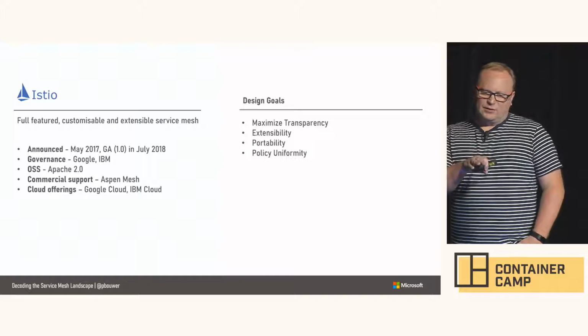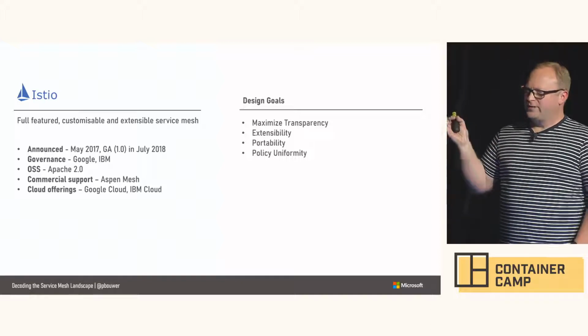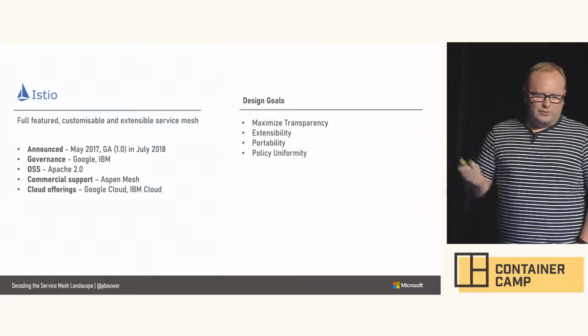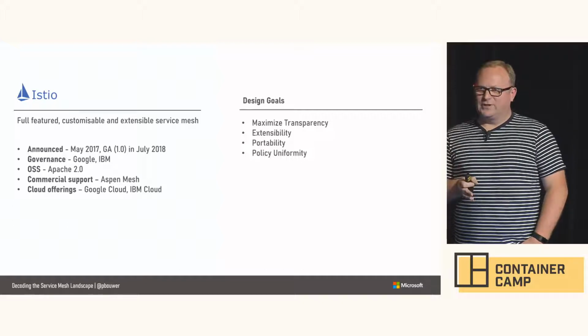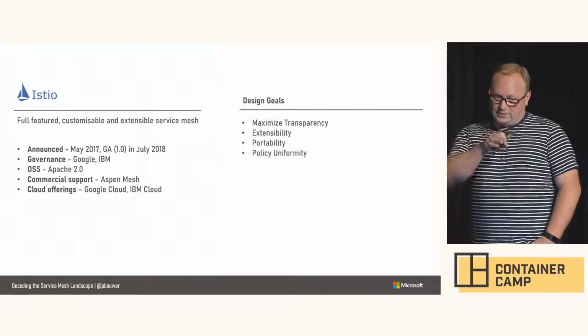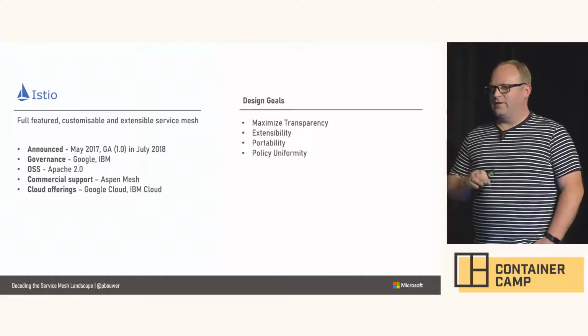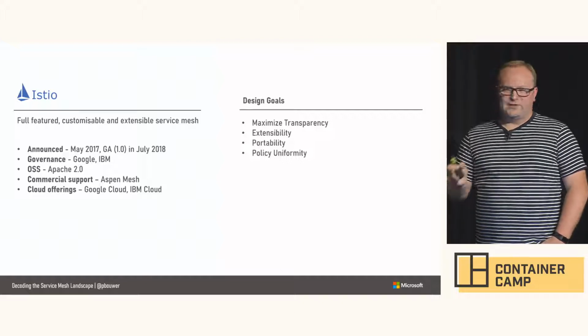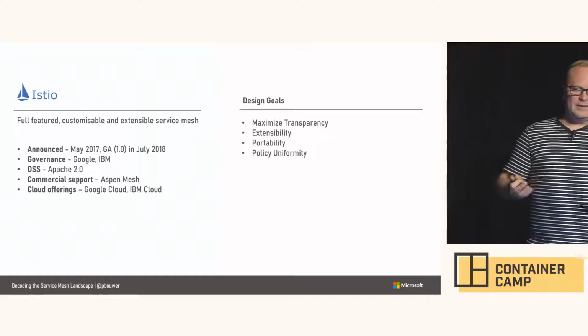So Istio's design goals are to maximize transparency, so they want you to just be able to deploy it and things must just work, which to a fair degree they do. Extensibility and portability are their two key design goals, and you can actually see that in how Istio is built. There are extension points everywhere. It pretty much looks like Kubernetes. You can extend any aspect of it.